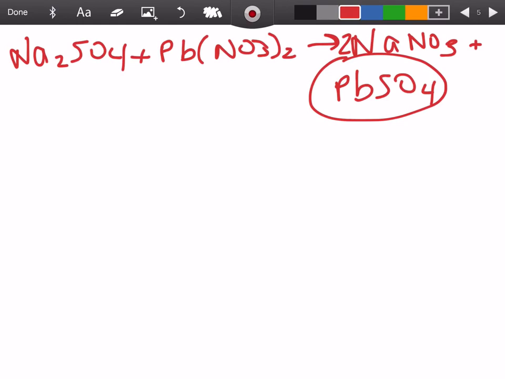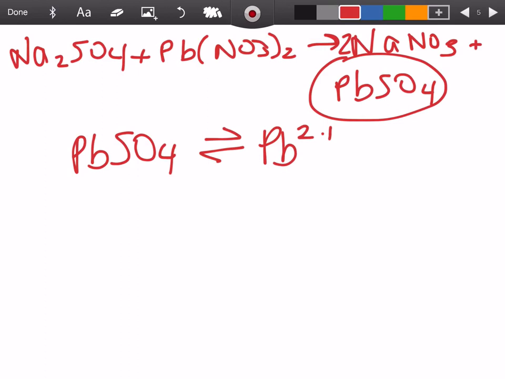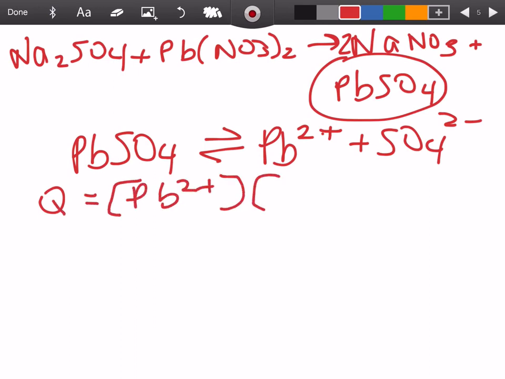So the KSP, or this Q, is about the equilibrium between the PbSO4 solid and the Pb2+ ions and the SO4 2- ions. To calculate my Q, it's going to be equal to the concentration of Pb2+ ions times the concentration of SO4 2- ions. So I need to get those concentrations. I'm given molarities for my initial aqueous solutions, not for my individual ions, so I have to figure out the molarities of those individual ions.